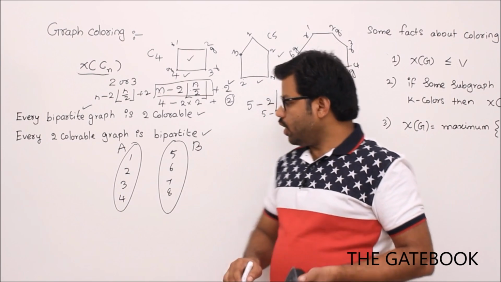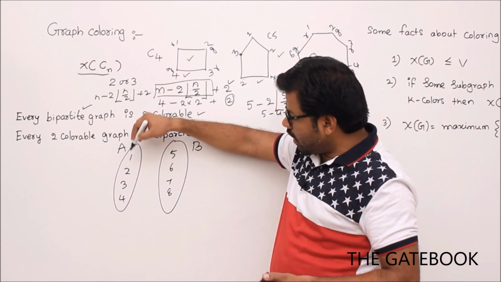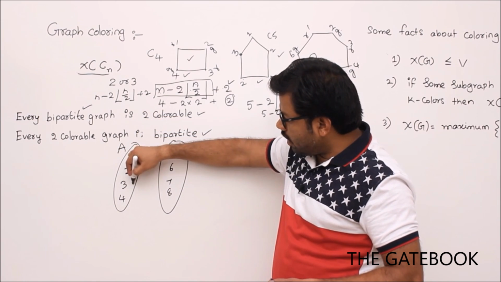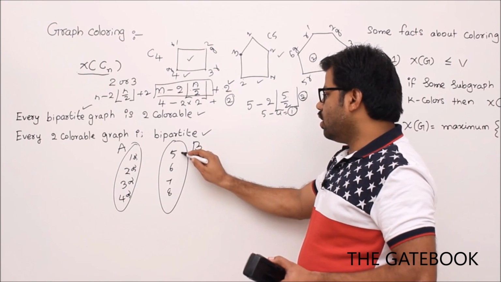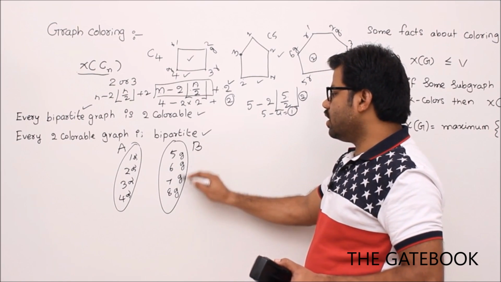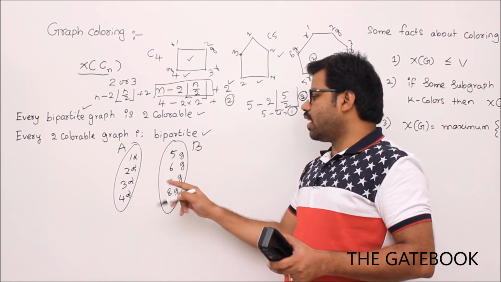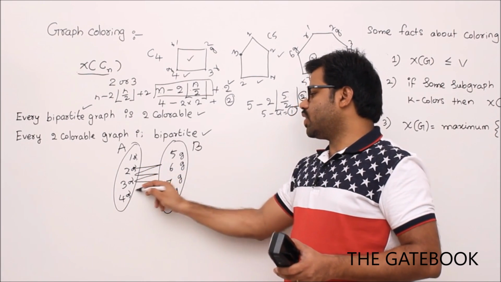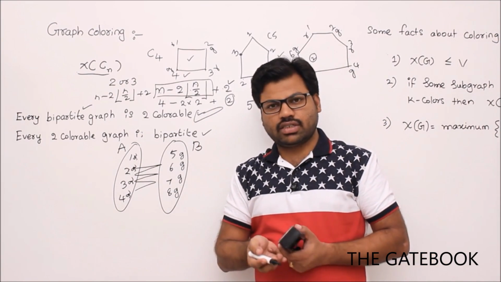Now, what I do is, since I know that there is no edge between 1, 2, 2, 3, 3, 4, and so on, then I can share the color. I give red color here. Okay. Now, since all 5, 6, 7, 8 don't have any adjacency, then I can give a different color called green. There is no problem, isn't it? Now, see, with two colors, I colored any bipartite graph. That's why every bipartite graph is two colorable. That means we can color it with two colors.